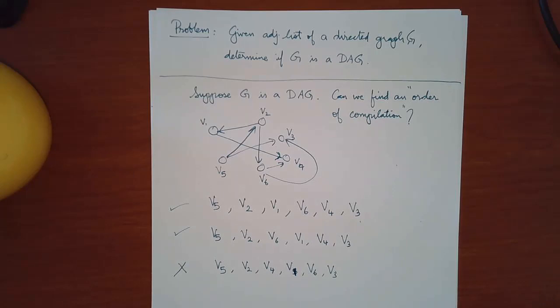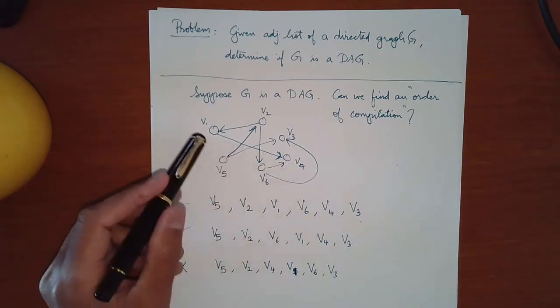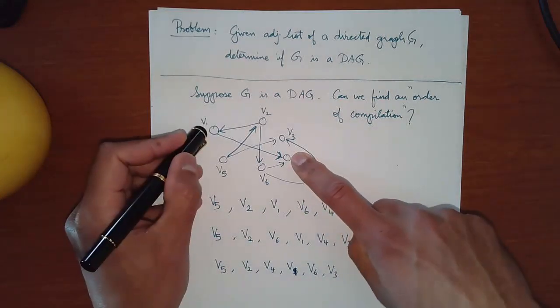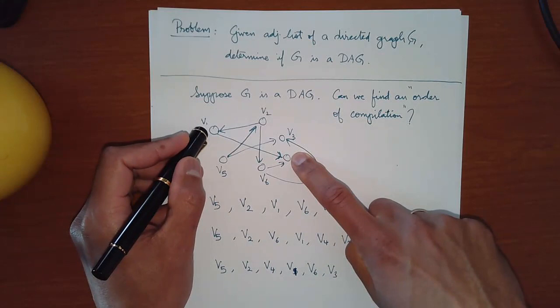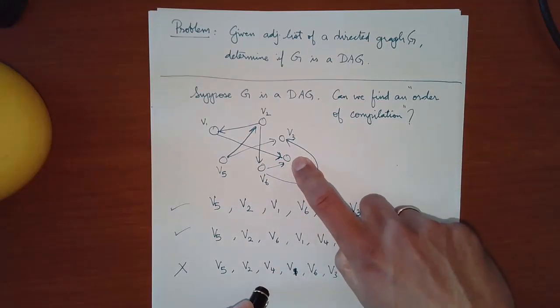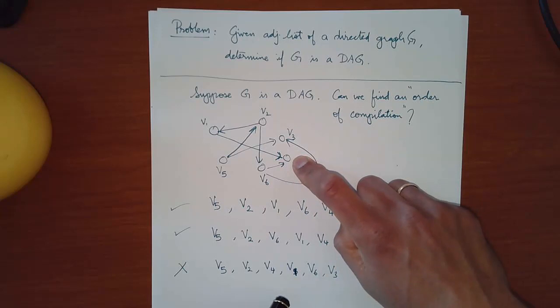Someone said only visit nodes whose dependents are compiled. Exactly. V4 cannot be visited before V1. Exactly, you cannot compile V4 before you compile V1. So this is wrong. For V4, would V1 and V6 have to be compiled? Exactly, both of them have to be compiled first, because if you hash include 2 files, then you have to compile both of them first.